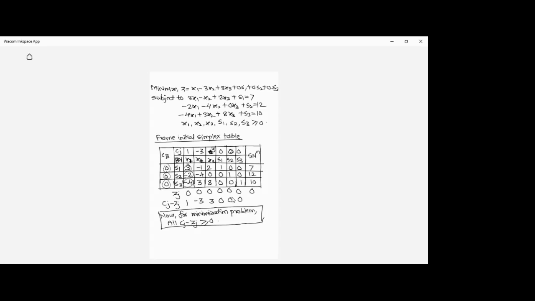Right? So, what we can do is move ahead and check whether the optimality is reached or not. So for that, if we check, you get that all Cj minus Zj values are not greater than or equal to 0. Hence, iterate further.